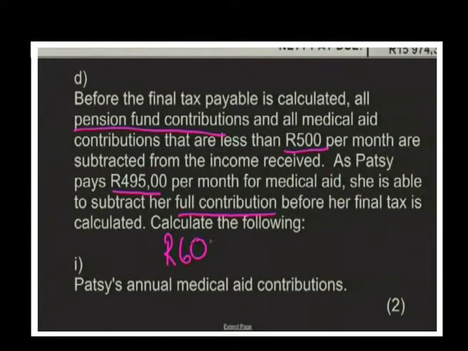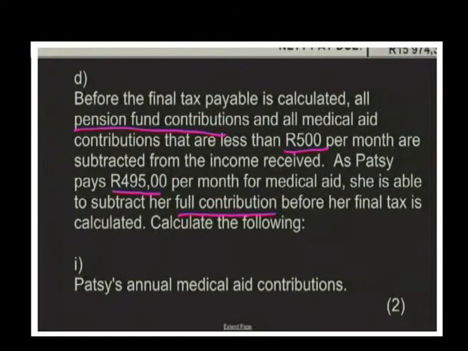If she had paid more, let's just deal with that quickly. If she had paid 600 Rand for medical aid, she could deduct a total of 500. So she can deduct a maximum of 500 Rand, but also a maximum of what she pays. She pays 495 Rand, which is less than 500, which means she can claim the maximum that she pays. So let's calculate her annual medical aid contributions.